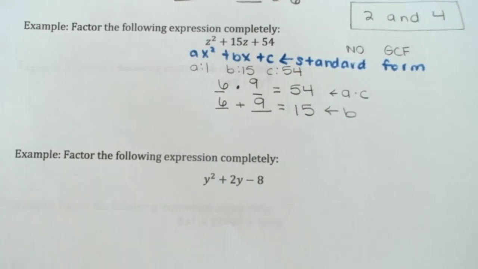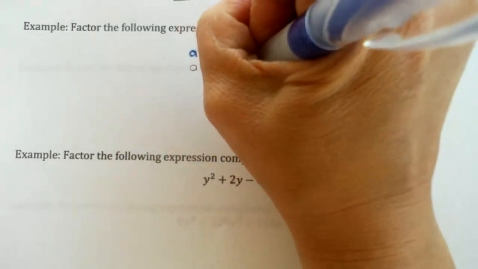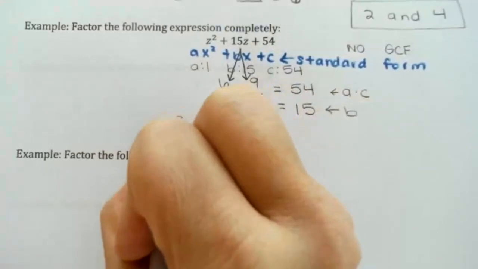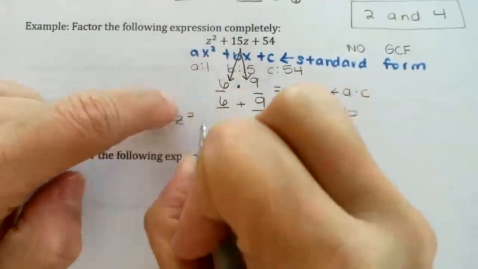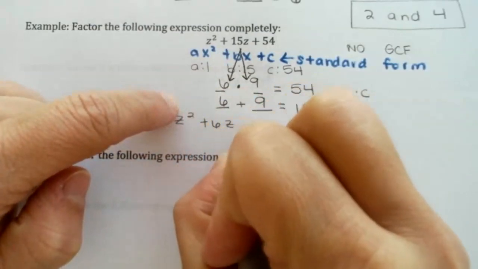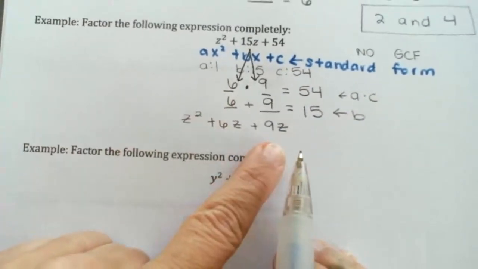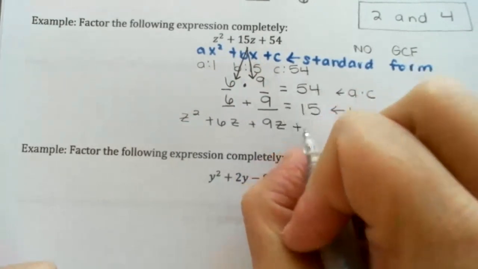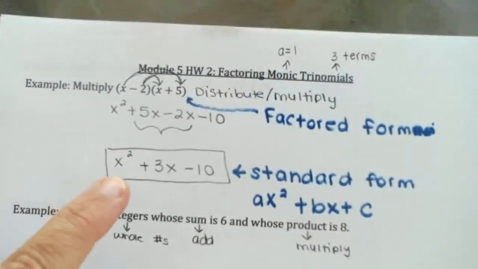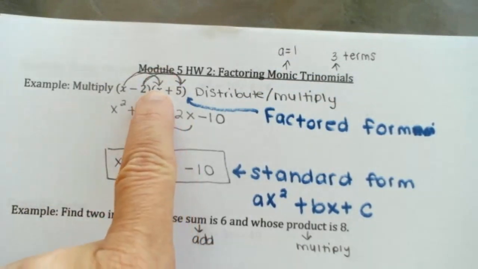So remember, the point in this is that we're going to use these two numbers to split up our middle 15z. So z squared is going to stay the same. We're going to split up this 15z using the numbers in our blanks, so positive 6z, positive 9z. We're not changing the problem because 6z plus 9z, adding together combined like terms, will still give us 15z, plus 54. Remember, distributing is multiplying, which is the opposite. So we are doing the opposite. We're working our way backwards, from standard form to factored form.